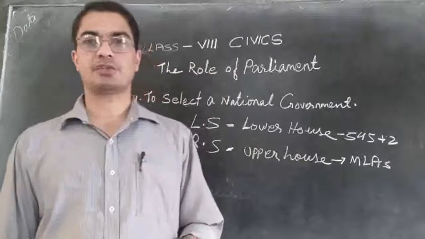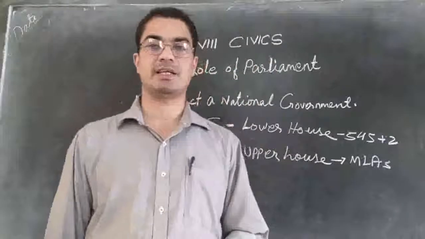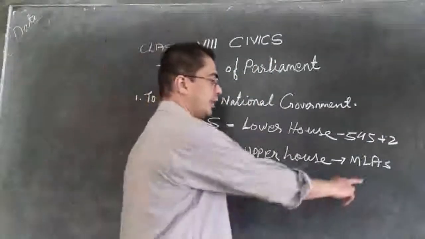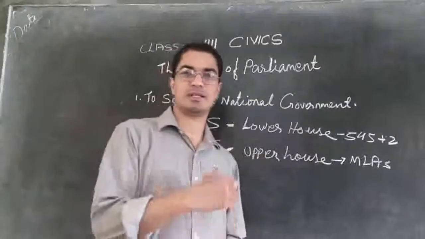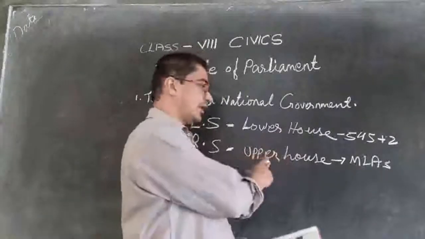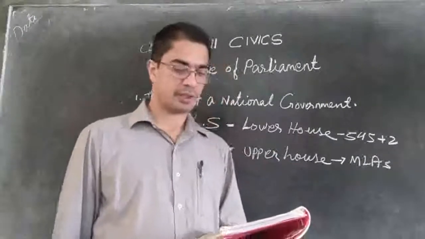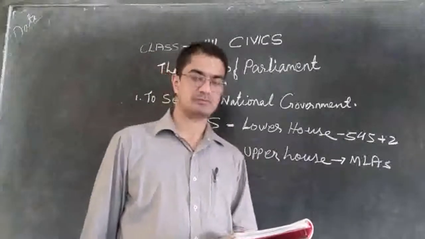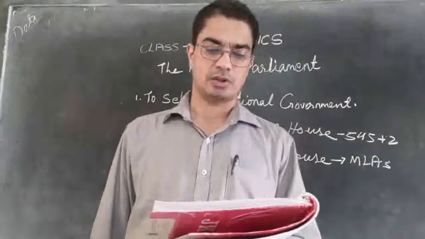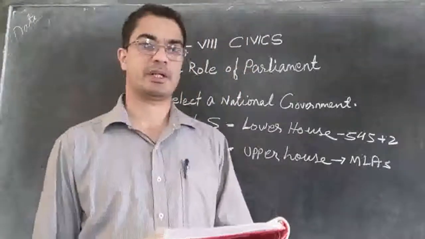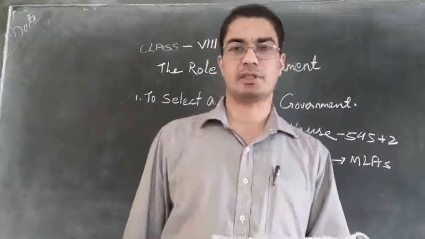So the members of the Rajya Sabha are elected by the elected members of the Legislative Assembly. That means they are elected by the MLAs, so not by the people directly. The people elect the MLAs and the MLAs elect the Rajya Sabha members. Then there are 245 members. There are 233 members, plus there are 12 nominated members also.